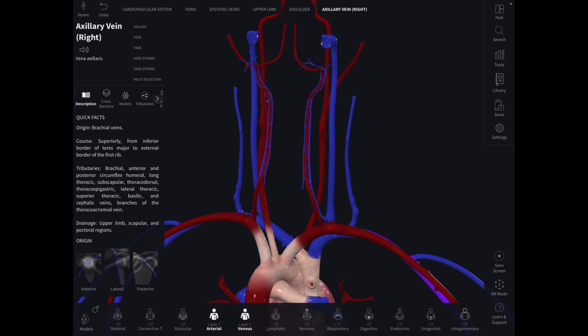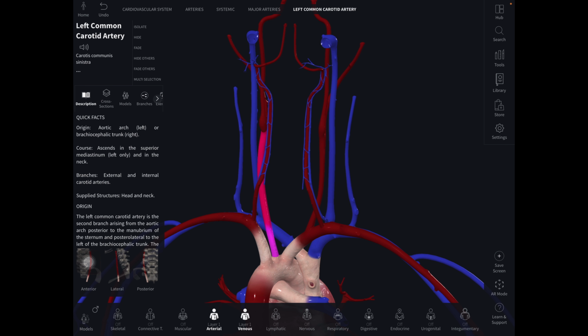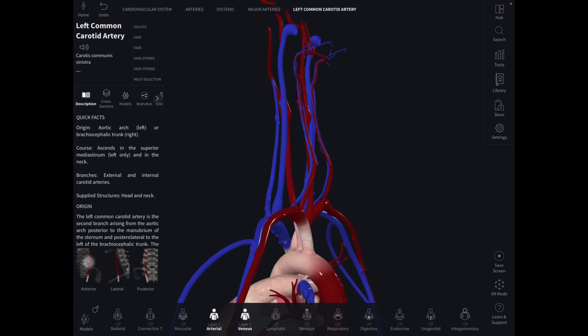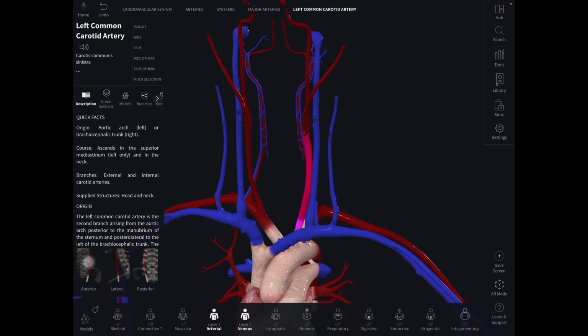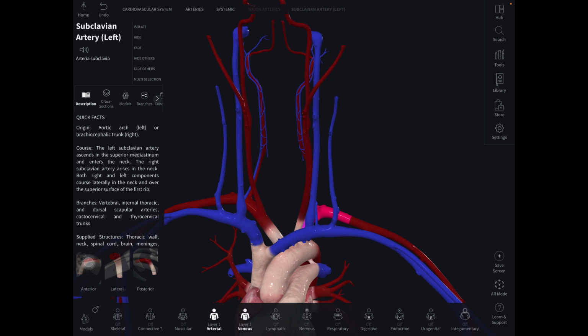If I flip around, the second branch again is the left common carotid artery, the next branch from the heart off the aorta. So we have the brachiocephalic trunk, and now we have the left common carotid. It's going to mirror the common carotid from the right side. And then we have the subclavian artery on both sides, which on the right is going to branch off the brachiocephalic trunk. On the left, the subclavian is going to branch directly off the aorta. And then these are going to branch into our upper extremity arteries.